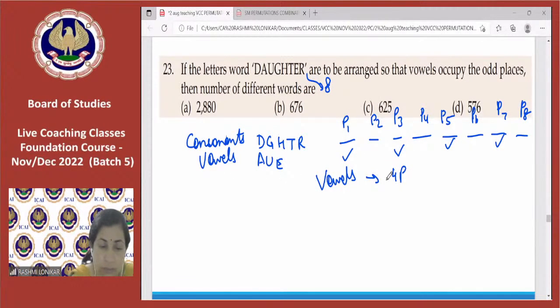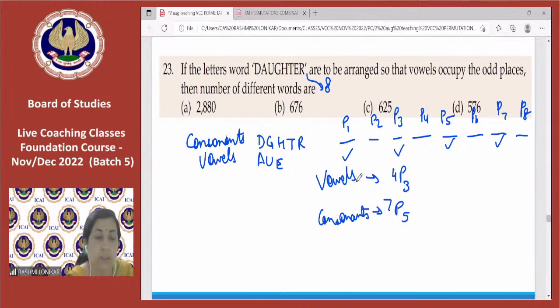How many vowels are there? 3 vowels are there. What about consonants? How many places do I have after one has been occupied? 1, 2, 3, 4, 5, 6, 7. Because one place has already been occupied. So I will have 7 places, and out of the 7 places, 5 consonants have to be placed.